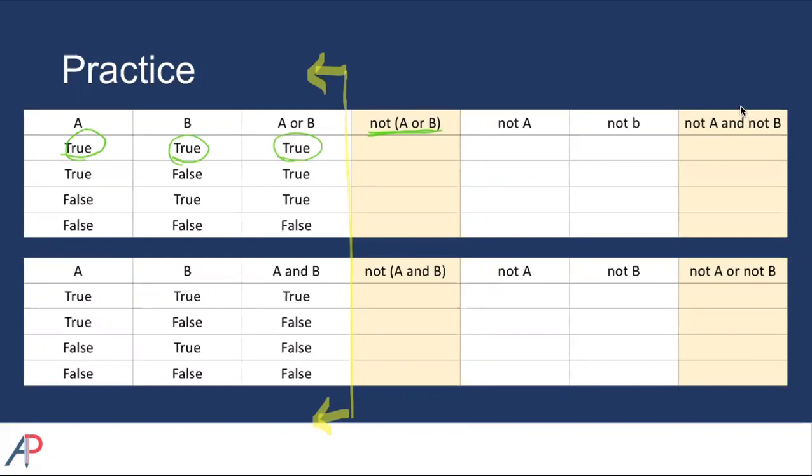Perfect. This would be false, because we would take A or B and invert it. So our current A or B statement, which was true, then inverted, so it became the opposite, and now it is false. What about in the next statement where we had A is true and B is false? When we did A or B, that was true. So when we invert it, what would we get?